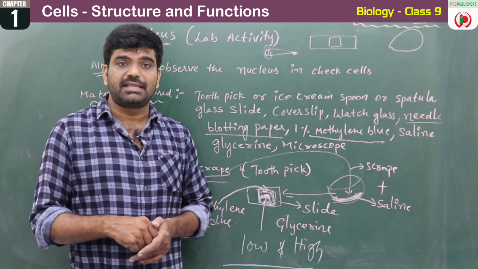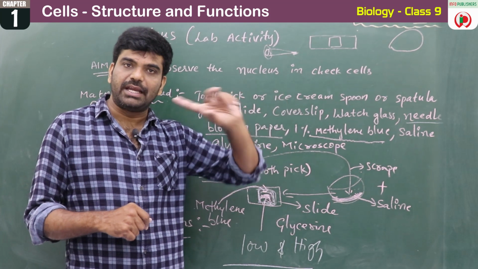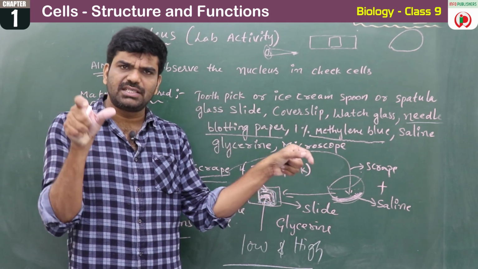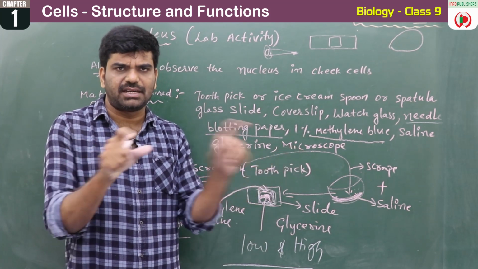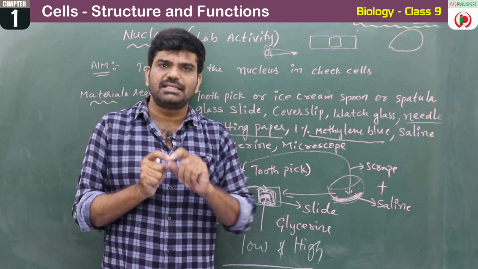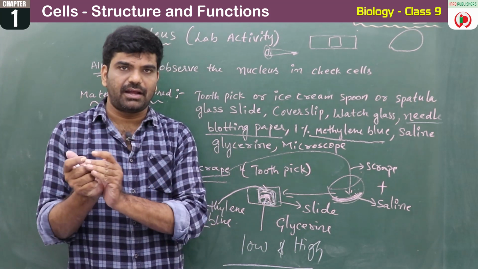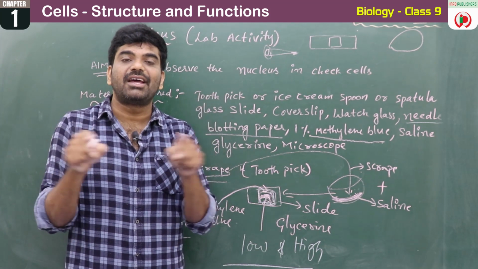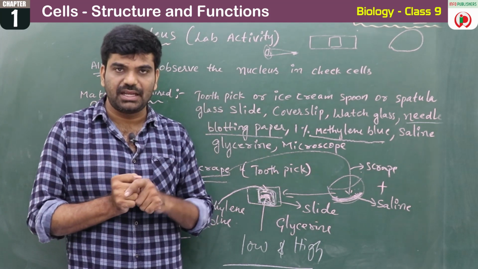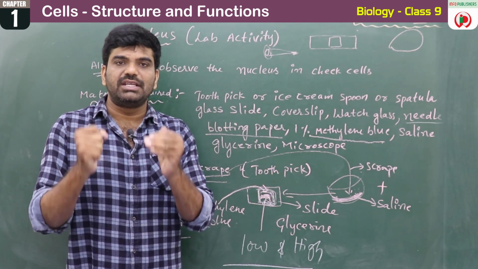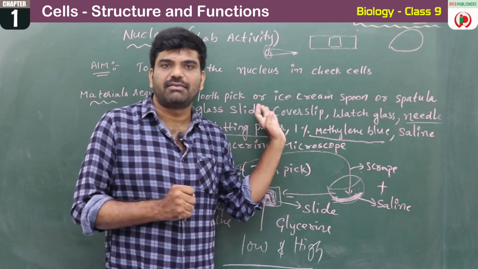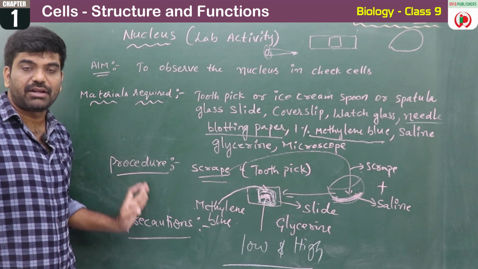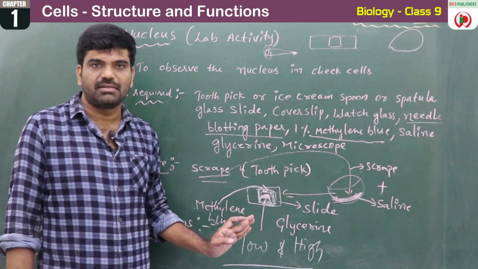So in plant cells also the nucleus is present. The nucleus is present in plant cells and in cheek cells, animal cells. That is the common feature. And the difference is that the animal cell is circular in shape, whereas the onion cell is rectangular in shape. That we have learned. So this is about the experiment. We have seen the aim, apparatus required, the materials, precautions and observation.